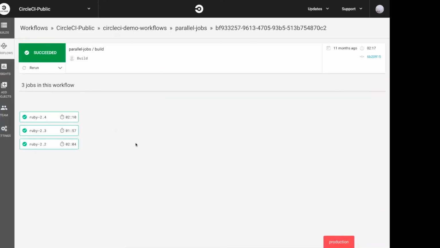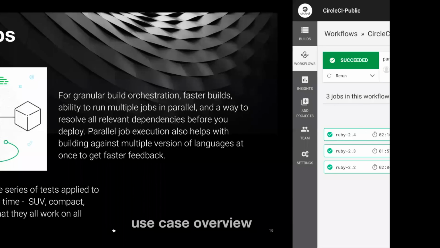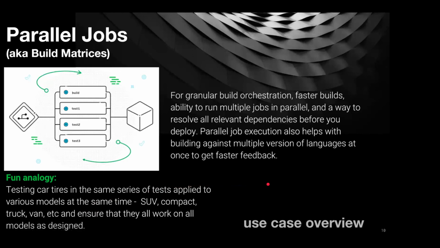Here's one really interesting example. This job is nothing more than running the same code against 3 different versions of Ruby. So that's a pretty common scenario. And it's kind of the one represented by the example here, where you would be testing car tires against various models of car.